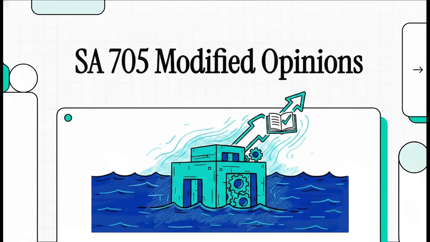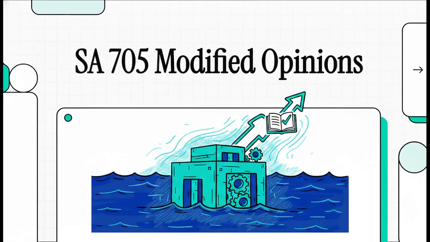Welcome to this explainer. Look, if you're a CA student, audit can feel like this endless, overwhelming ocean of standards. But today we're going to completely decode SA 705 together. We're going to build a mental framework that makes modifying audit opinions so incredibly logical, you literally won't even need to open your textbook again for exam revision.